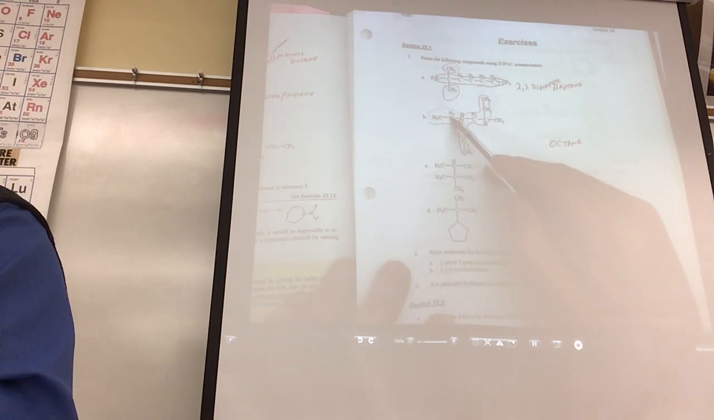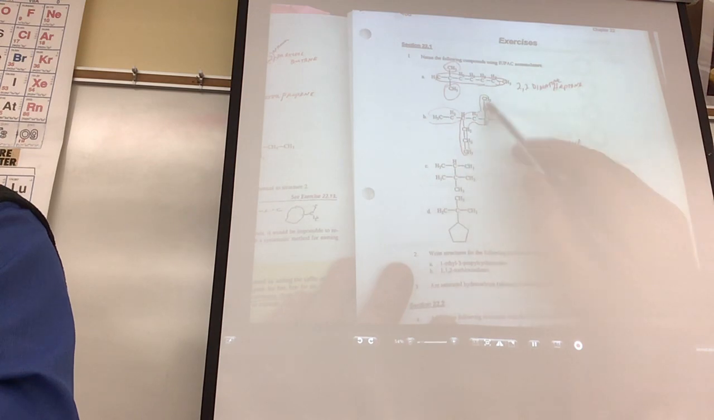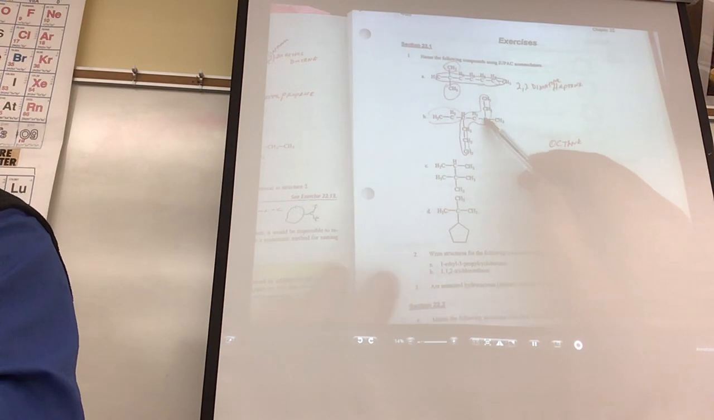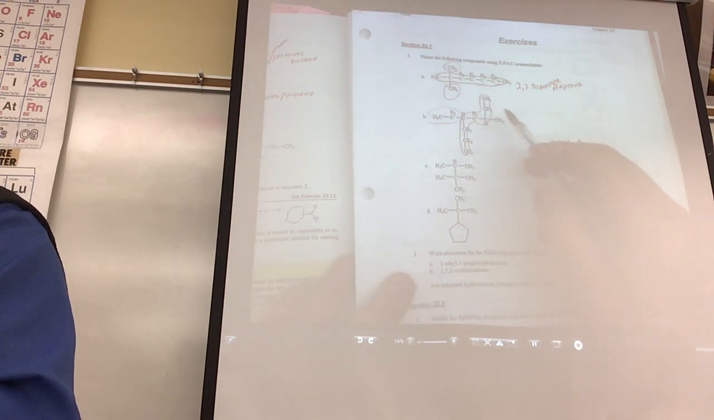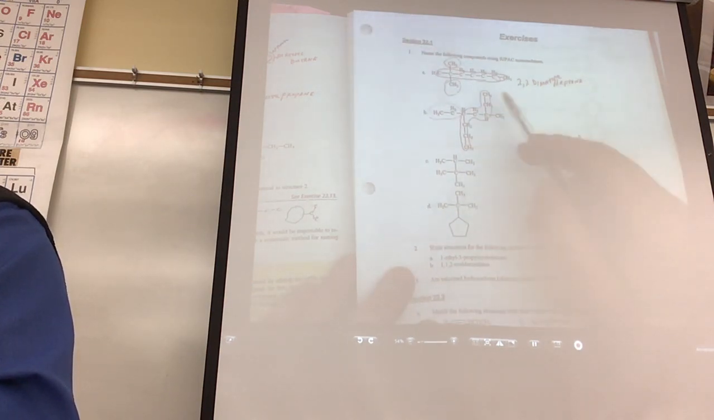The 2 branches. So you count. What if you go the other way? 1, 2, 3, 4. That'd be 4, 6, wouldn't it? So which one's the smallest set of numbers? 3, 5. So the smallest set of numbers would be 3, 5, wouldn't it?